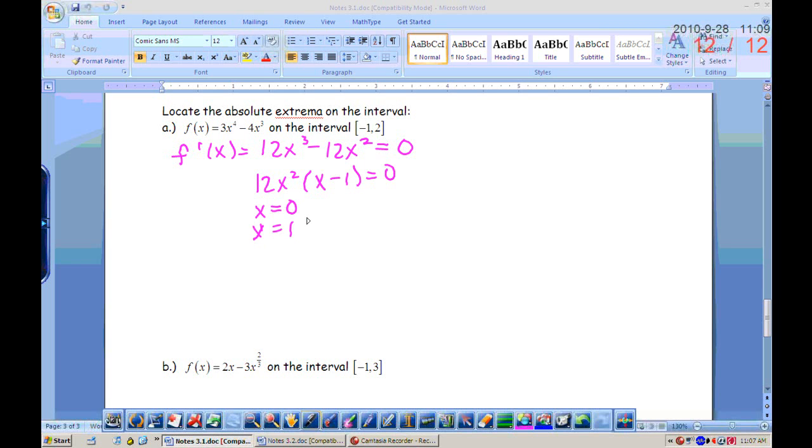Now, my absolute extrema will occur at a critical number or at an endpoint, and the absolute maximum is the biggest y value, and the absolute minimum is the smallest y value. So I am going to go back to Algebra 1 and make myself a little t-chart of my critical numbers and my endpoints. My critical numbers were 0 and 1, and my endpoints are -1 and 2.